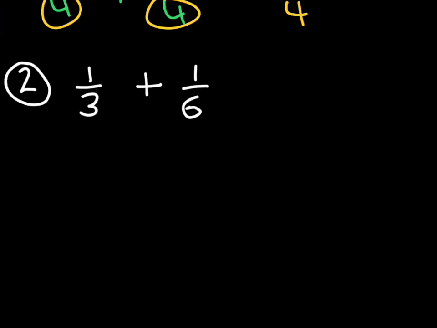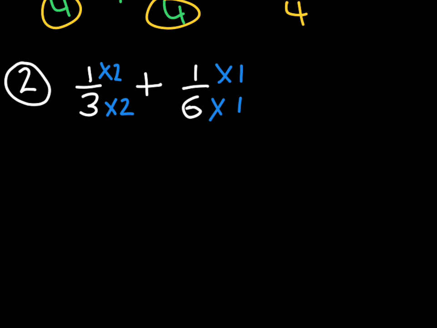For question 2, we are asked to add a third to a sixth. Now, once again, we can see that it would be relatively easy to make both our denominators 6. To do that, we simply need to times the first fraction by 2 over 2, and we would multiply the second fraction by 1 over 1.